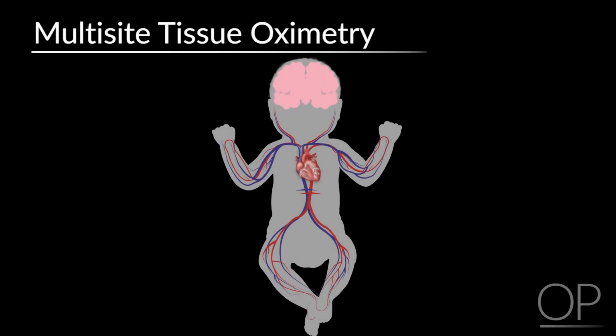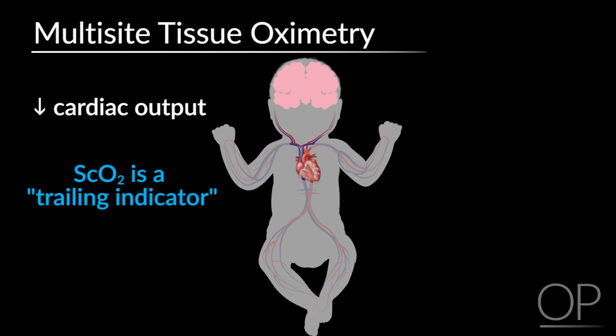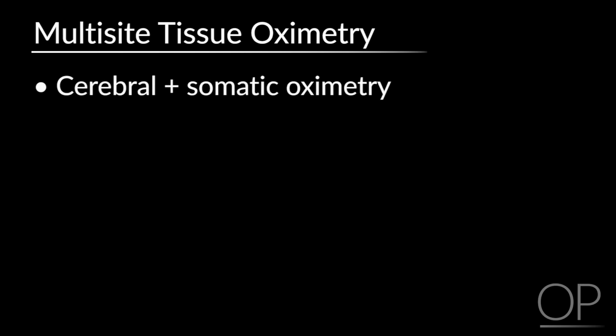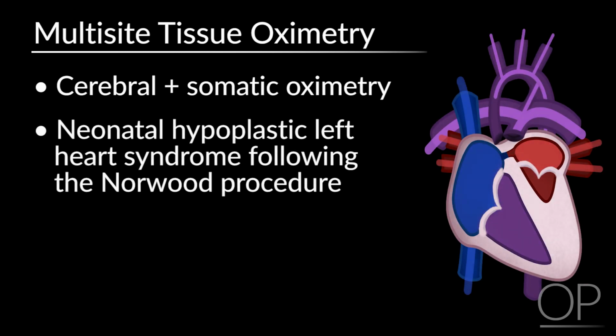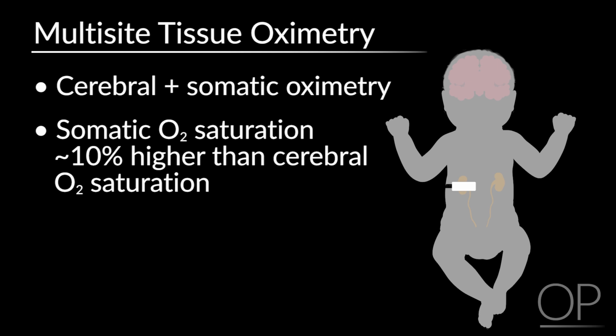Now this brings us to the field of multi-site tissue oximetry. In conditions of stress or low cardiac output, cerebral blood flow is preserved at the expense of systemic blood flow, so that cerebral oxygen saturation can be a trailing indicator. So this led to the field of combining cerebral and somatic oximetry, which constitutes multi-site oximetry. Most of the work in multi-site oximetry has been in neonates with hypoplastic left heart syndrome following the Norwood procedure. Normally, with the sensor typically placed on the flank overlying the kidney, somatic oxygen saturation is about 10 percentage points higher than the cerebral oxygen saturation.